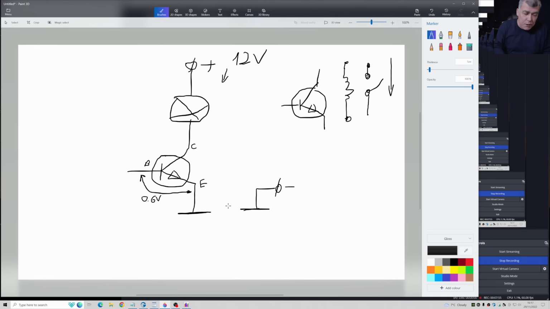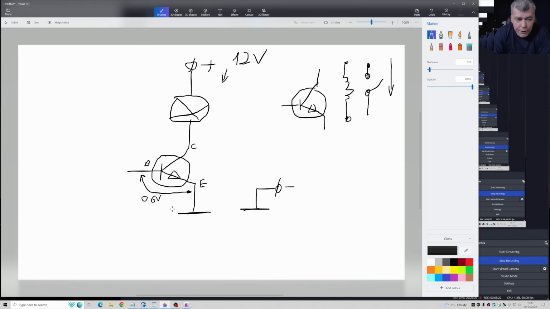0.6 volts means that from the base to the emitter, it's going like 20 microamps. I don't care about that. It's all about the voltage. I want to see 0.6 volts. If I have 0.6 volts, I know for sure the transistor has the right current to drive the power from the collector to the emitter.